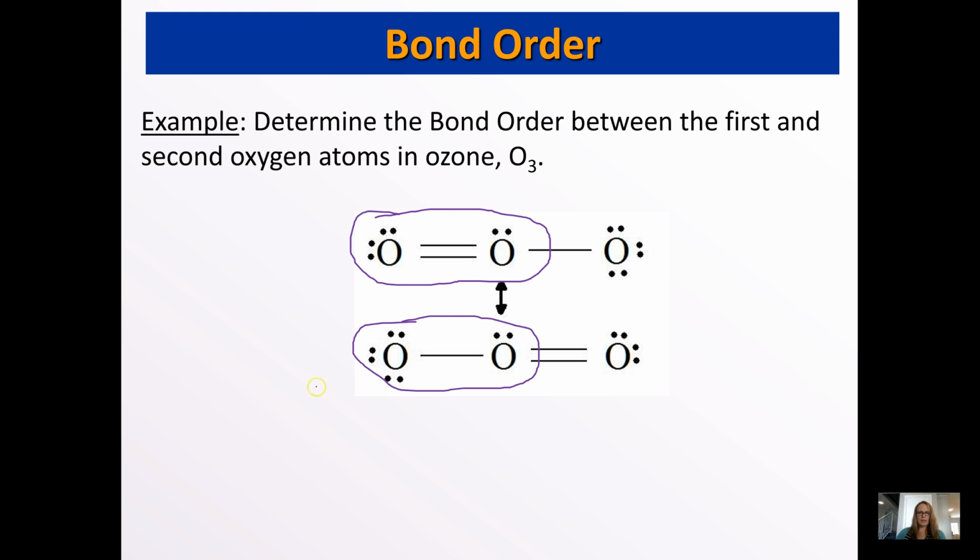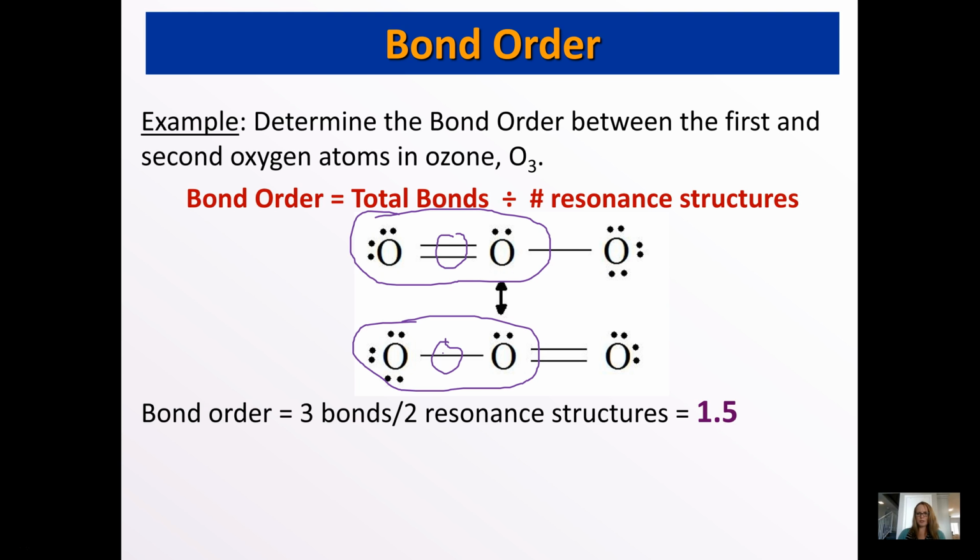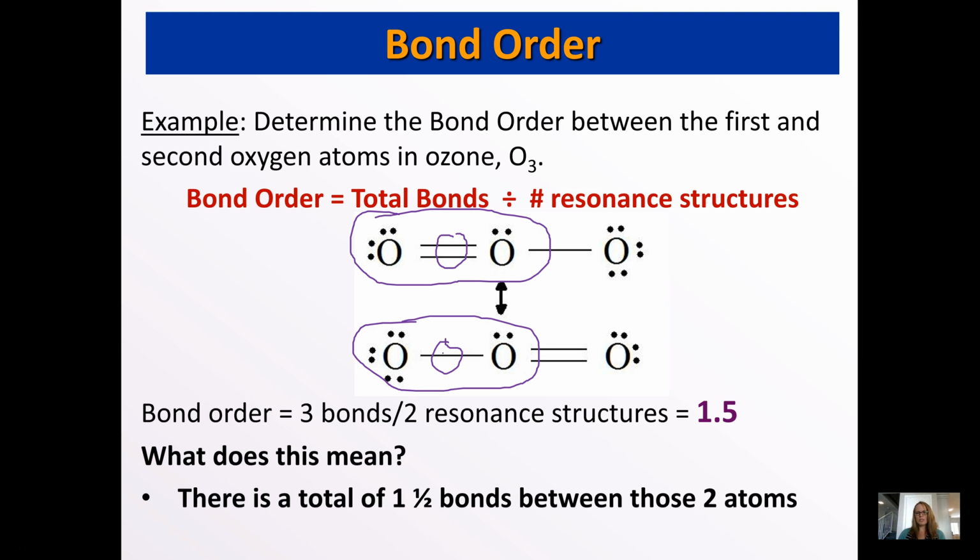When you go through and look at them to figure out the bond order, you're going to take the total number of bonds you have between these atoms. So we have 2 here and 1 here, a total of 3 bonds between those two resonance structures. So 3 bonds divided by 2 resonance structures gives you a bond order of 1.5. What does that mean? That means that you pretty much have 1.5 bonds between those two atoms, and it's going to be stronger than a single bond, but weaker than a double bond. It's going to be shorter than a single bond, but longer than a double bond.